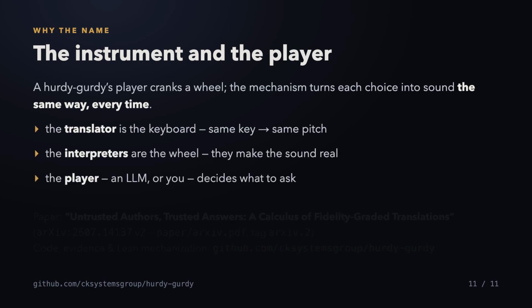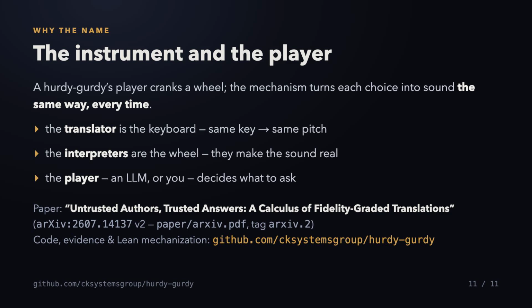Why the name? A hurdy-gurdy is an instrument whose player cranks a wheel, and the mechanism turns each choice into sound the same way every time. The translator is the keyboard: same key, same pitch. The interpreters are the wheel, and the player, an LLM or a human, decides what to ask. Read the paper, Untrusted Authors, Trusted Answers: A Calculus of Fidelity-Graded Translations, and explore the code, the evidence, and the Lean mechanization on GitHub.